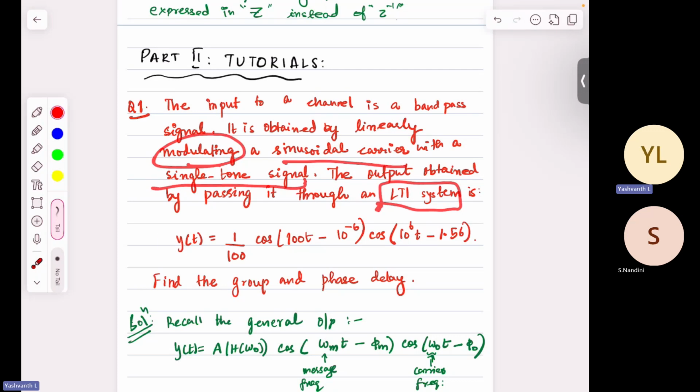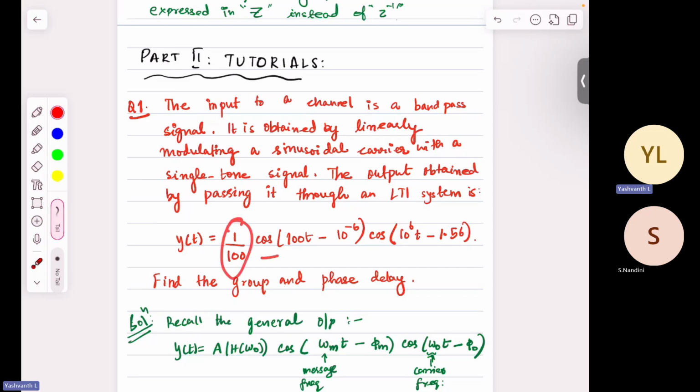You got an output, and the question is giving you what is the output. Output is given by y of t equal to 1 by 100 times cos 100t minus 10 power minus 6 into cos 10 power 6 t minus 1.56. The question is, find the group and phase delay.